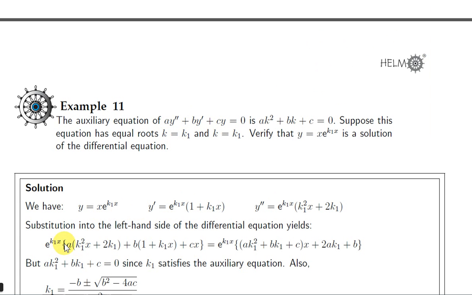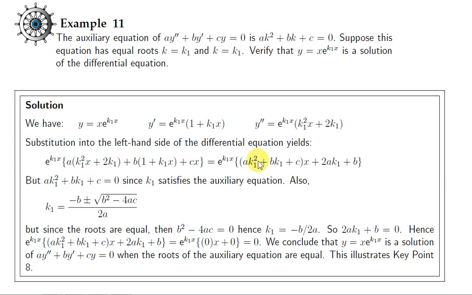Now, so we can take e to the k1x out of the whole lot. And inside the chain brackets we can factorize x out of three terms. So we've ak1 squared plus bk1 plus c. But we see here that this is just the auxiliary equation with k1 substituted in for k. And we know that that's going to be 0, because k1 is a root of the auxiliary equation. So the coefficient of x is going to be 0.